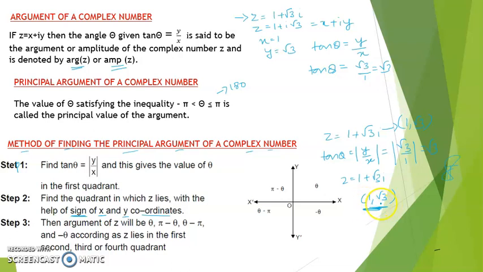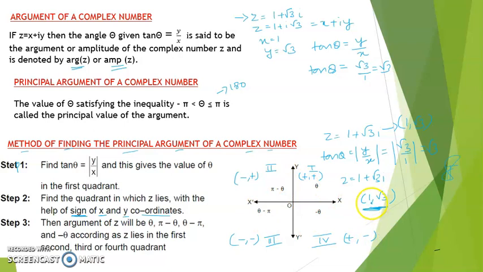X and y are both positive, so this is your first quadrant. This is your second quadrant, this is your third quadrant, and this is your fourth quadrant. So x and y are both positive, so this is in first quadrant. You studied this quadrant geometry in your 9th. Here x is negative and y is positive. Here x is negative and y is negative. In fourth quadrant x is positive and y is negative. Right, students? So you can check by the signs.